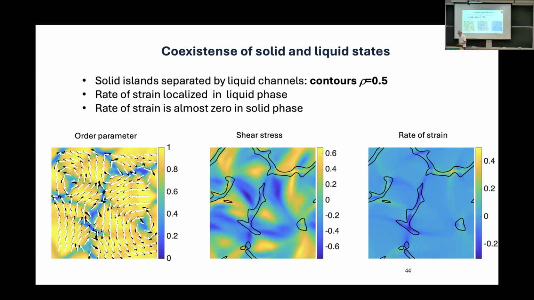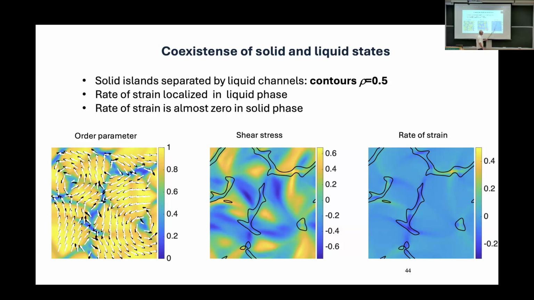So for generic initial conditions, depending on the parameters again, the system evolves towards coexistence of liquid and solid. So you have large islands of solid, which actually move. They are not stationary, they move as a whole. And they're separated by these channels of liquid, which lubricate them, so they can slide past each other because of that. And what is remarkable, these contour lines correspond to the order parameter 0.5. So they confine fluid. So fluid is inside, as you can see.